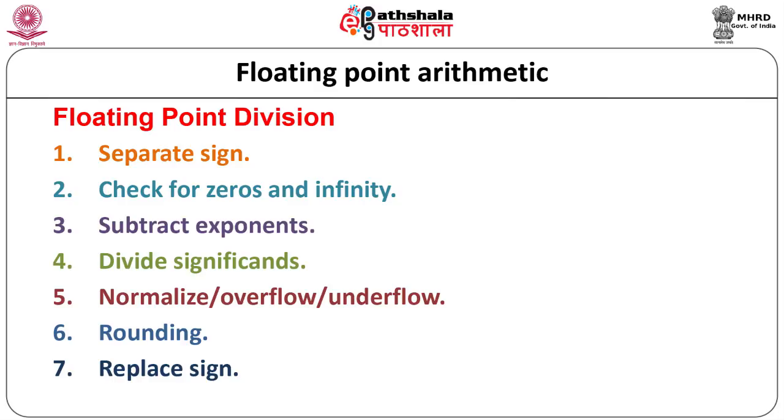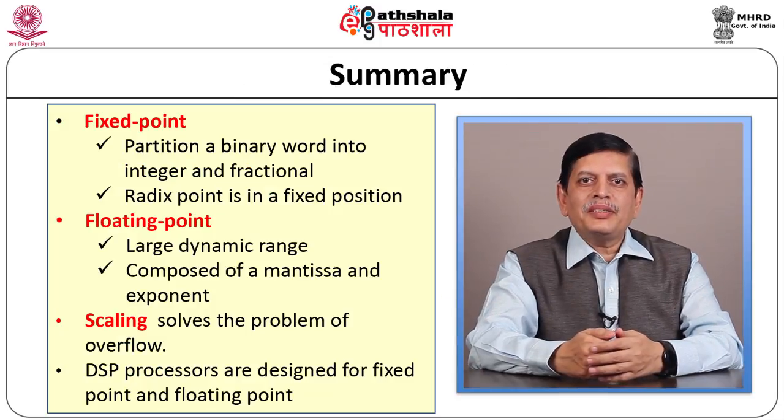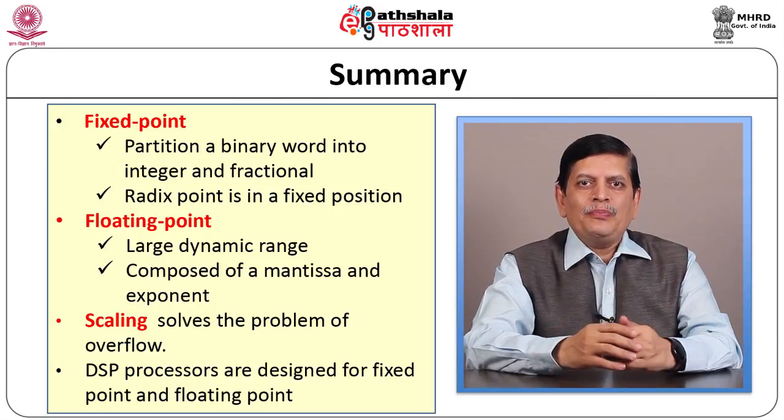Floating point division. The procedure is step number 1, separate sign bits from the dividend and divisor. Step 2, check for zeros and infinity. Step 3, subtract exponents. Step 4, divide significands. Step 5, further the result is normalized and checked for overflow or underflow. Step 6, perform the rounding of the result, and last step, replace sign by the sign of quotient and write remainder. Let us now summarize the things that we have studied in this module.